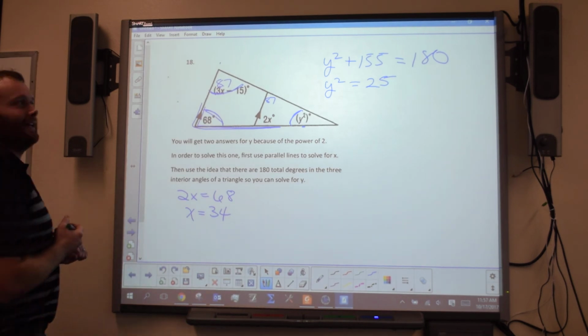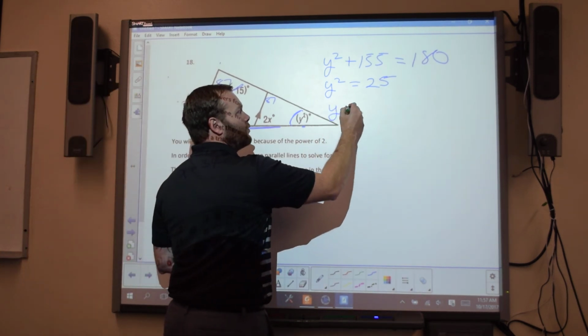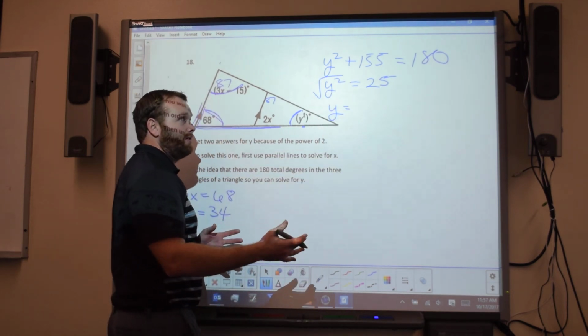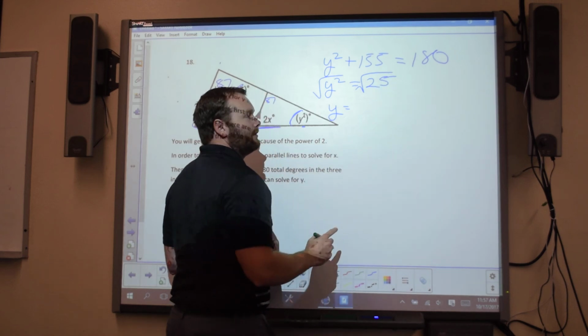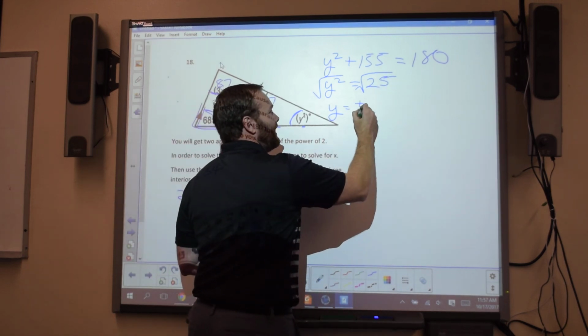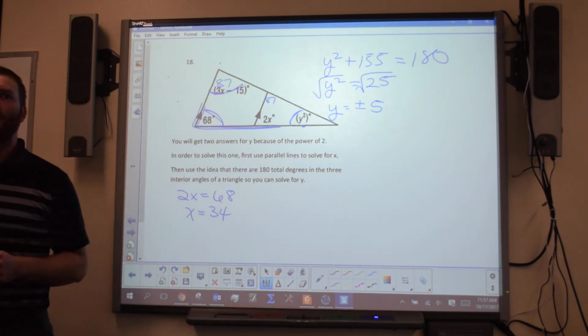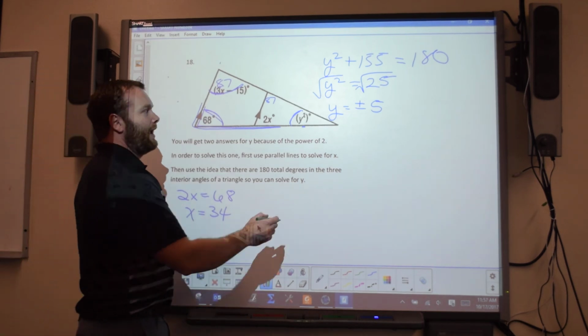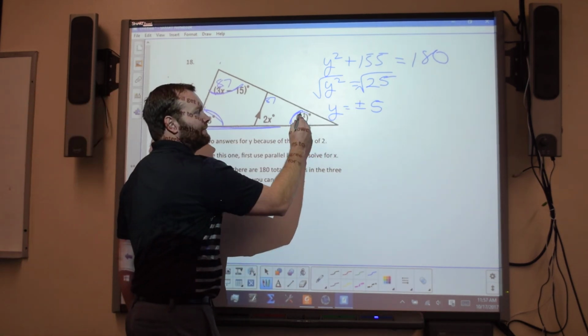Okay? But now I can take the square root of this side. Take the square root of y squared, the square root and the power of 2 are inverses, they cancel each other out. And then over here, you get positive and negative 5. Okay? Whenever you take the square root of something, you get 2 answers, right? Okay? Now what we want to do is make sure, does this work? Does this make sense?